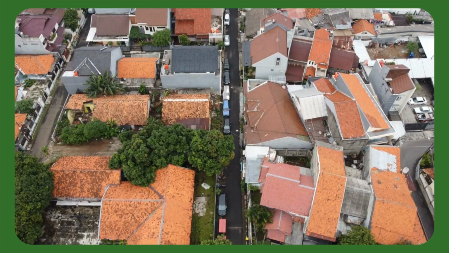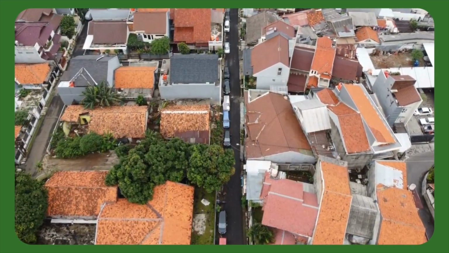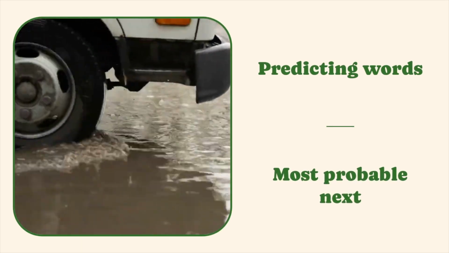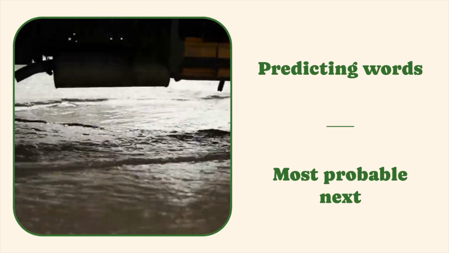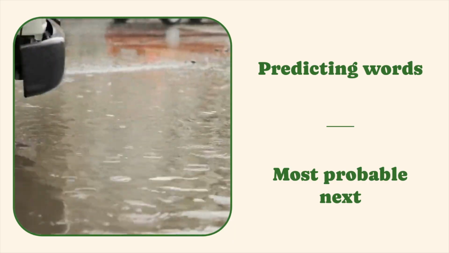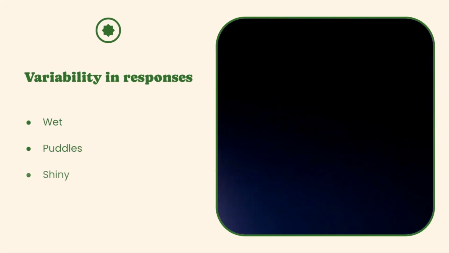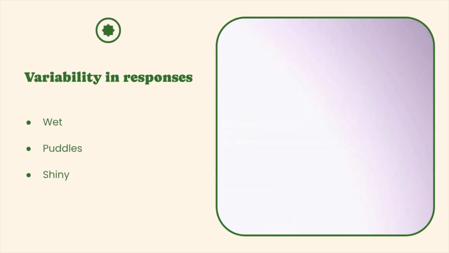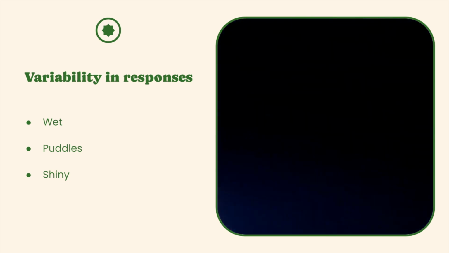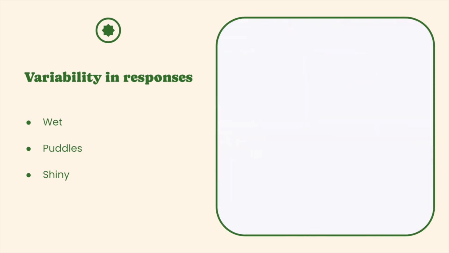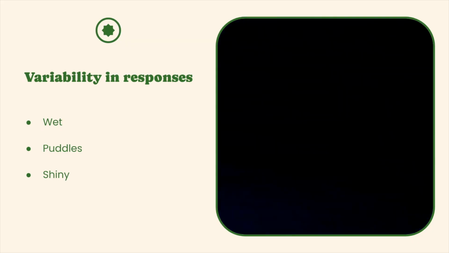Let's use an example. If I start a sentence with, "After it rained, the street was." Based on its training, an LLM would predict, quote, "wet" as the most probable next word because it frequently encounters that combination in its training data. However, an LLM doesn't just pick one word. It calculates probabilities for many words. So puddles or shiny might also be highly probable, leading to different but still logical sentence completions.